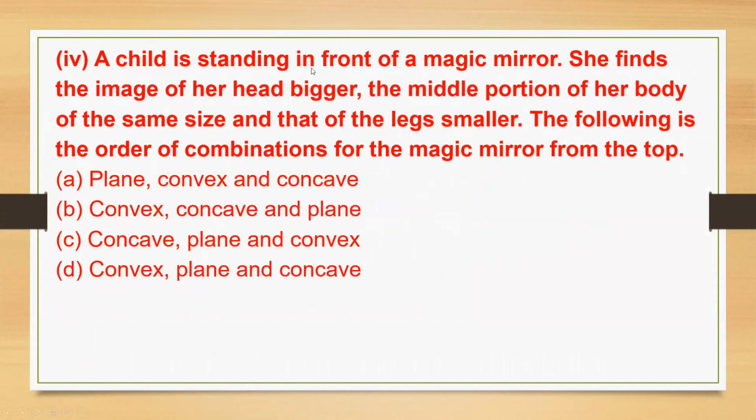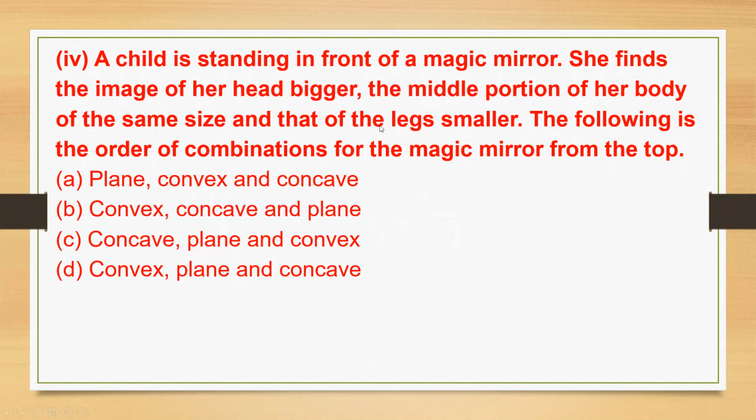A child is standing in front of a magic mirror. She finds the image of her head bigger, the middle portion of her body the same size, and that of the legs smaller. The following is the order of combination of the magic mirror from the top. The options given are: plane, convex, concave; convex, concave, plane; concave, plane, convex; convex, plane, concave.